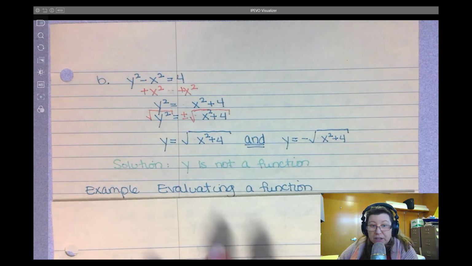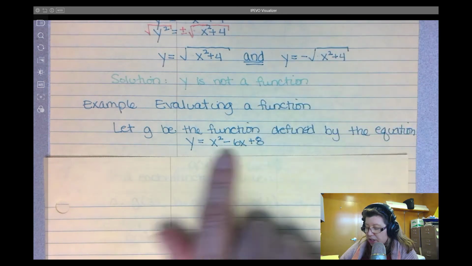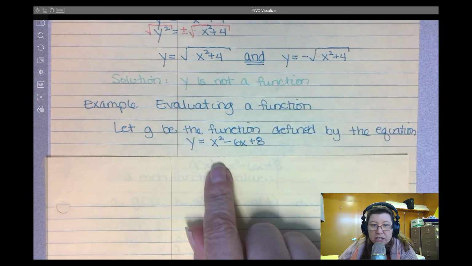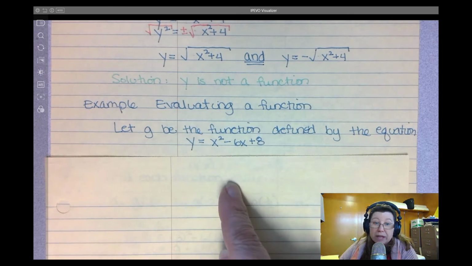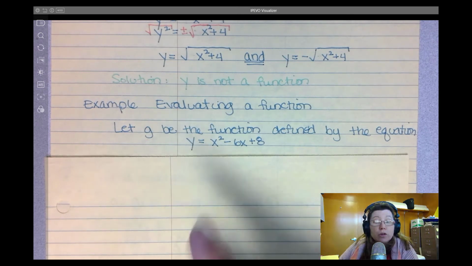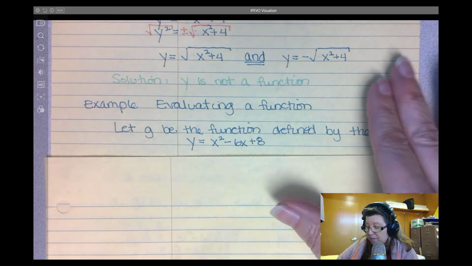Now, evaluating a function is where you're going to be given a function defined by an equation, and then you're going to be given a value that you replace the variable with, and then follow your order of operations in math to solve for the function value.